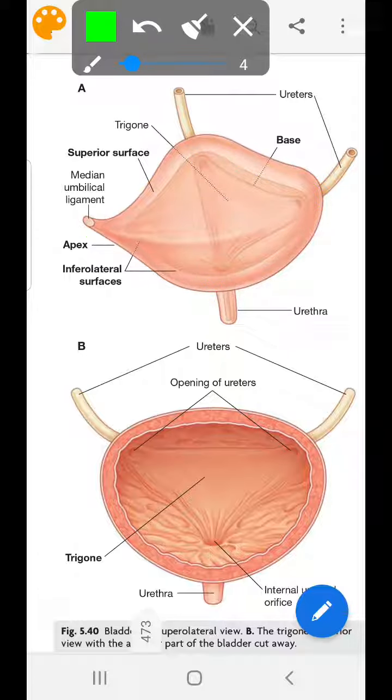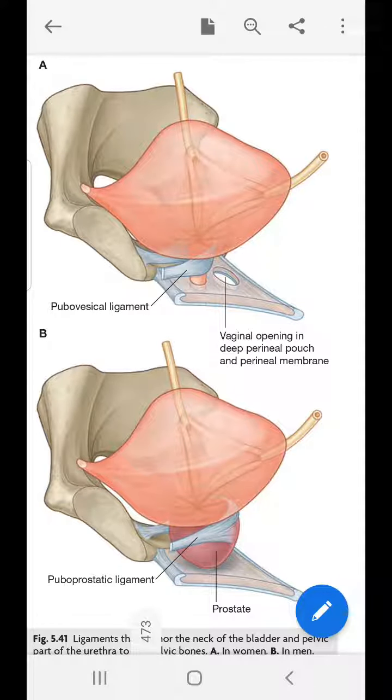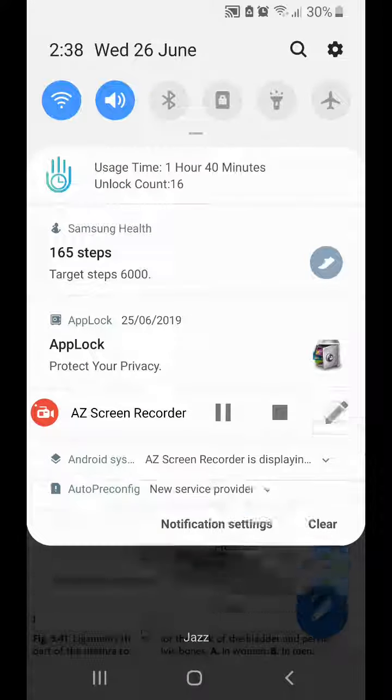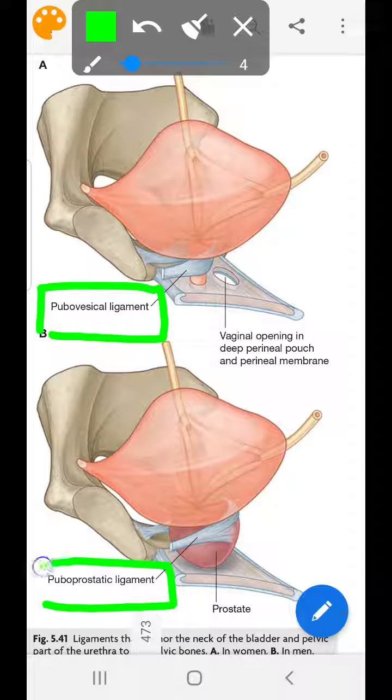So now let's move on to the neck of the bladder. The neck is fixed in position by these ligaments which are shown here. In females we have the pubovesical ligaments, and in males we have the puboprostatic ligaments. In females the urethra continues directly from the bladder down, but in males the urethra passes through the prostate.